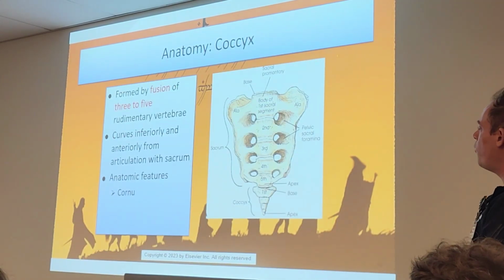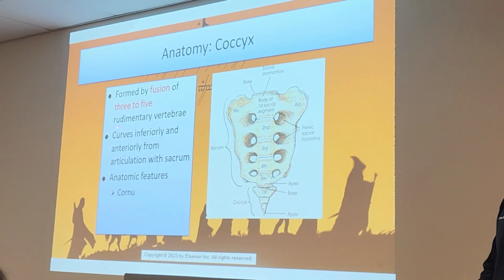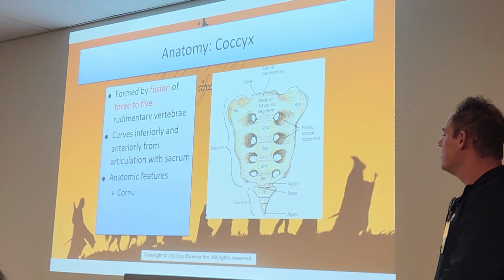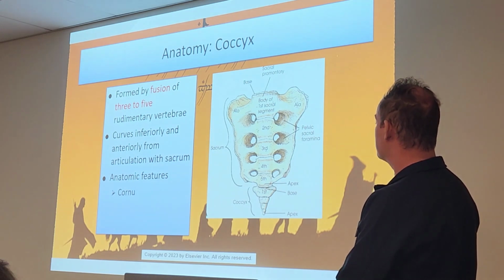Once again, the sacrum is formed by the fusion of those 3 to 5 rudimentary vertebrae. That does vary between people, believe it or not. Some people have 3 sacral segments, some have 5. It doesn't really make a difference in the size of the person. It's just how the anatomy decides to form, which we'll see when we get to the sinuses on the skull. People have different numbers of sinuses as well. It's just random and doesn't change height or anything like that. It occurs inferiorly and anteriorly with articulation with the sacrum. That's the coccyx, by the way.